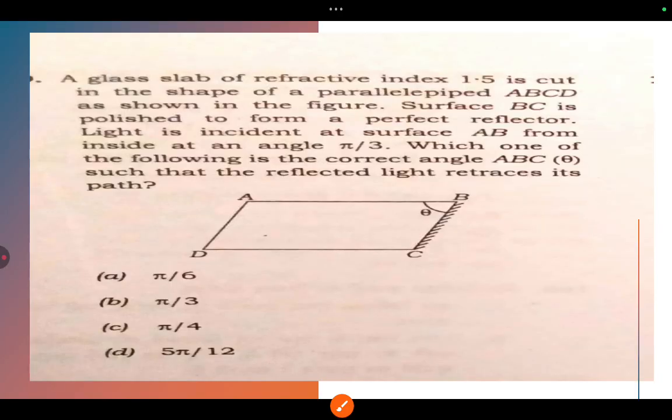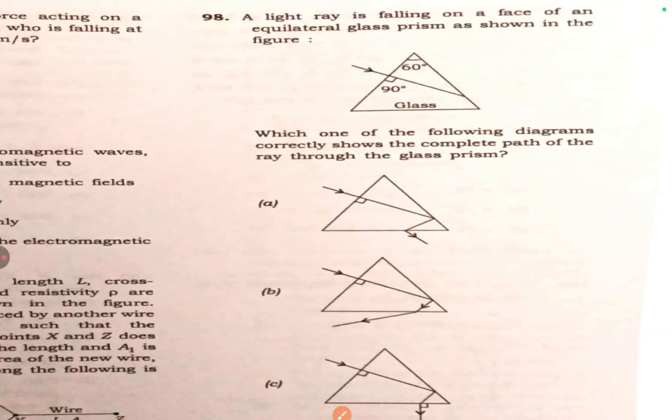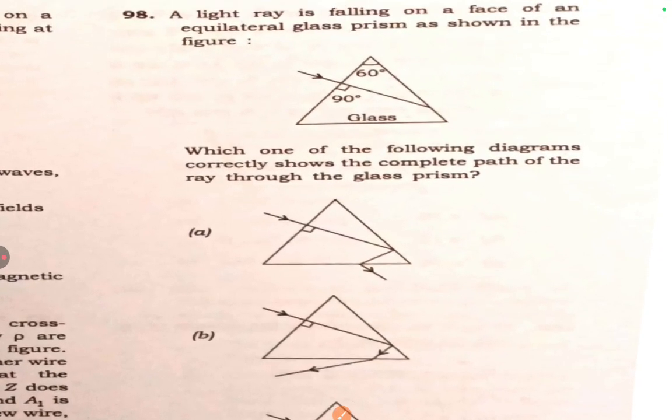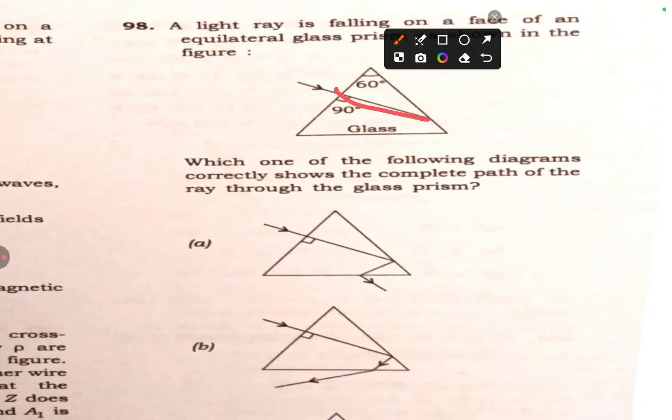Okay, now question number 98 clearly mentions 60 degrees and 90 degrees. So that means air to glass. The light enters the prism from air to glass. It clearly mentions that light traveling through a prism undergoes refraction at the boundaries.